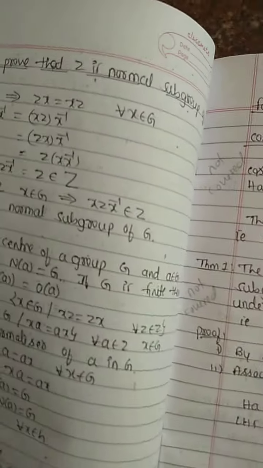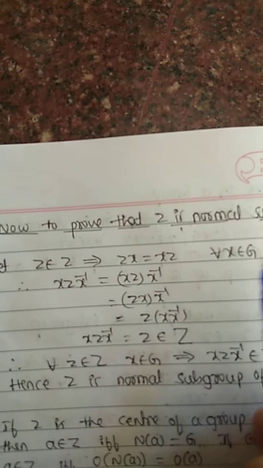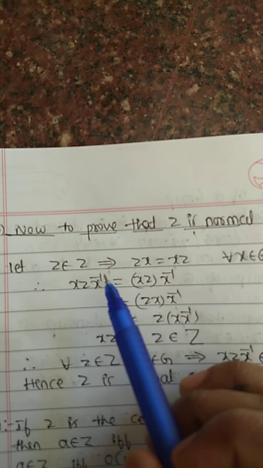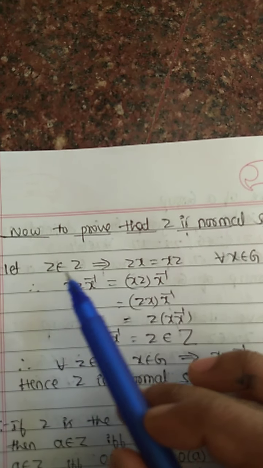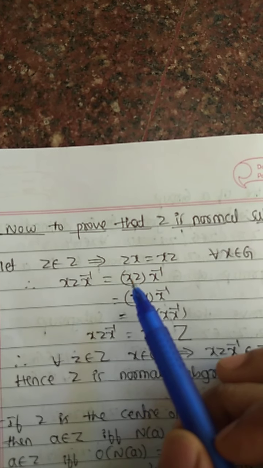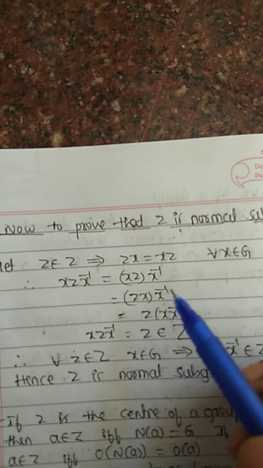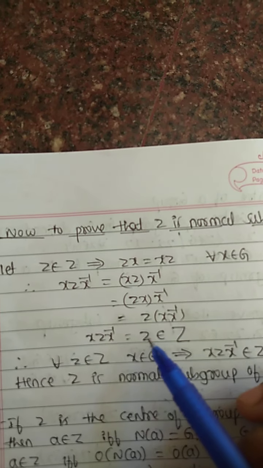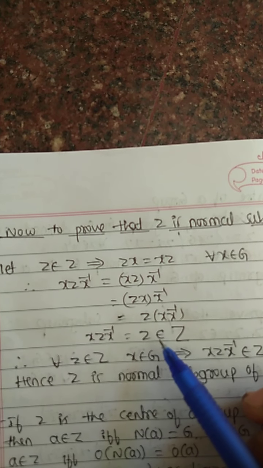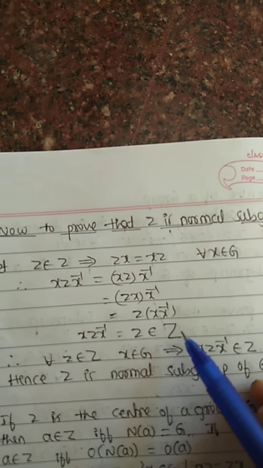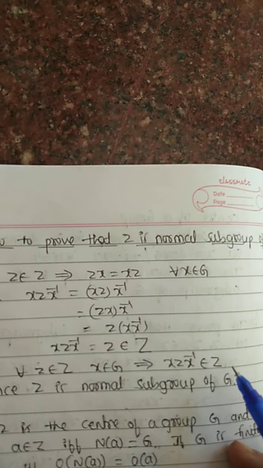Now we have to show that it is a normal subgroup. To prove that Z is a normal subgroup, let z belongs to Z. This implies zx equals xz, so consider x z x inverse. x z is z x, so z x x inverse, z into e, equals z, which belongs to the set Z. Therefore, Z is a normal subgroup of G.